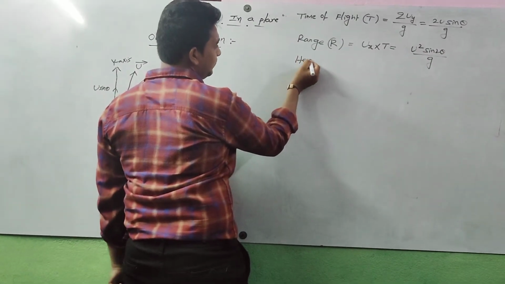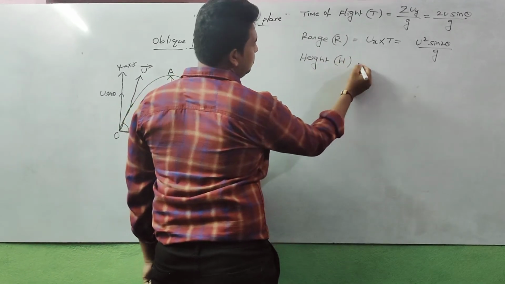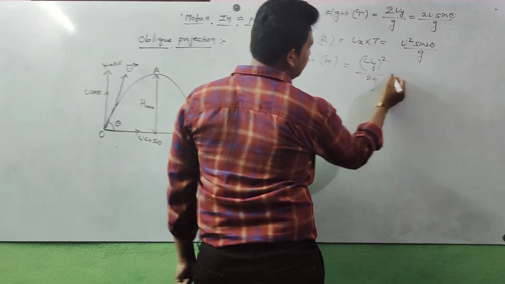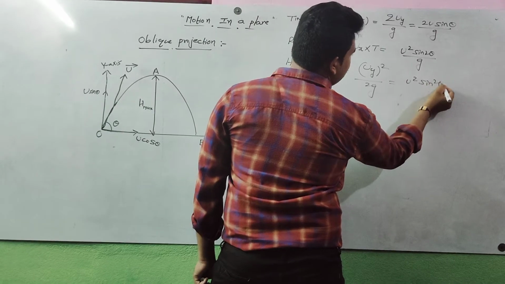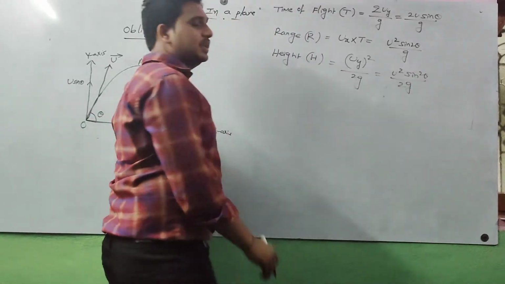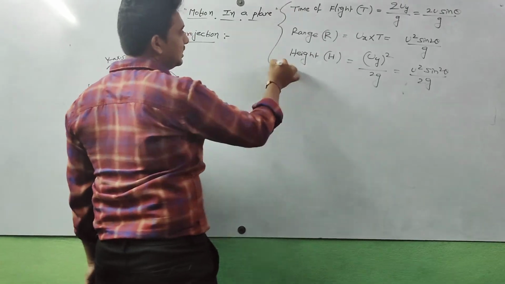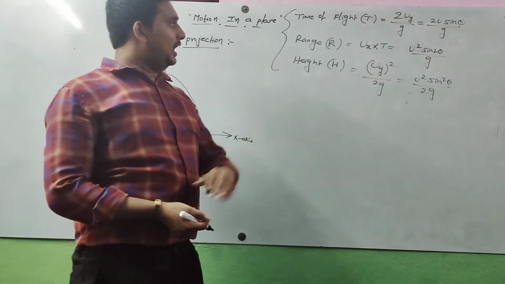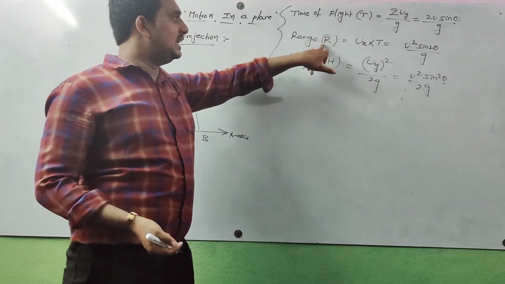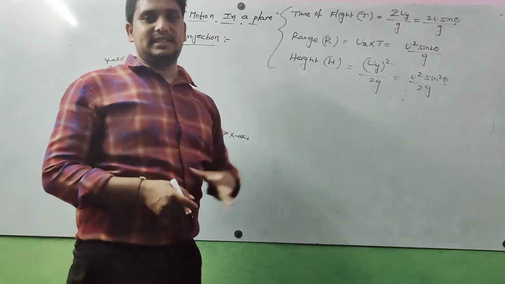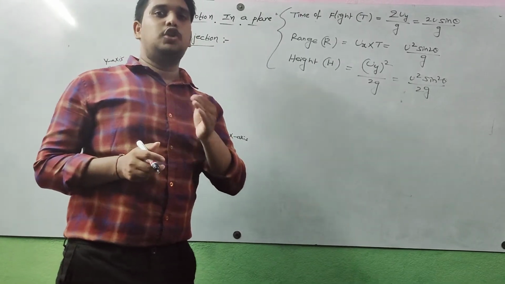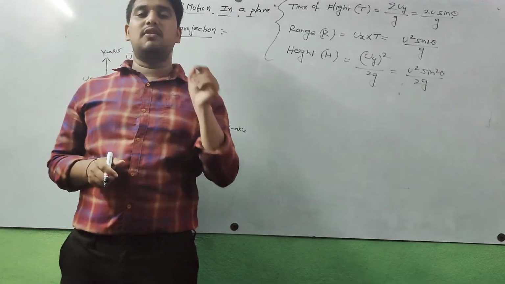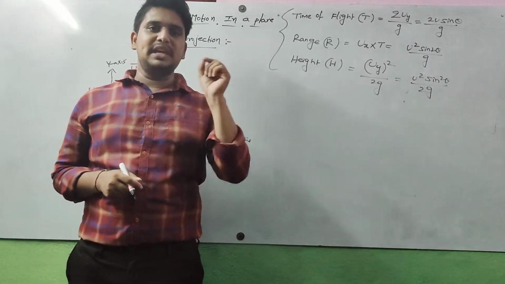And height h is equal to uy square by 2g, that means u square sin square theta by 2g. So these are the three parameters we got here. Now we need to find the relation between R and T, between H and R, between H and T. We need to find the relation between any two parameters, because these relations are very important for solving problems. So students, be focused here.